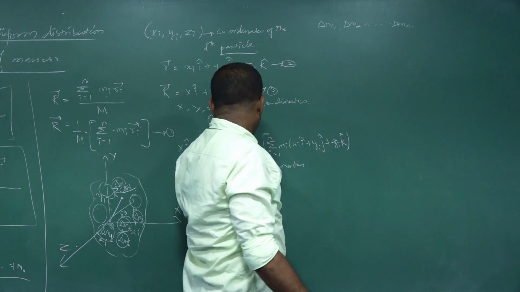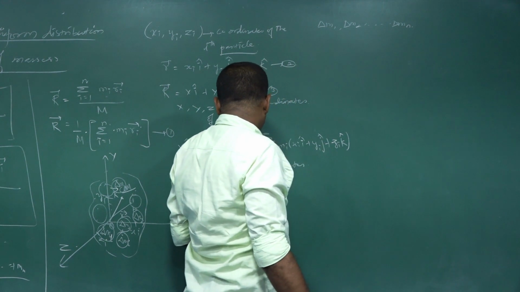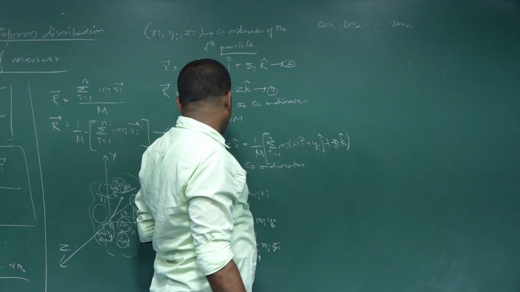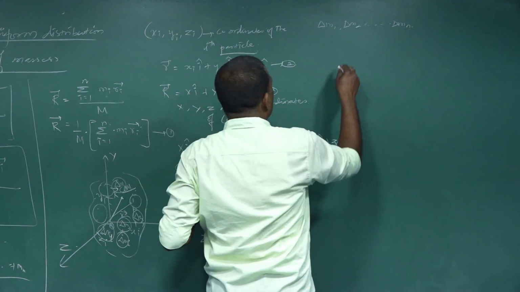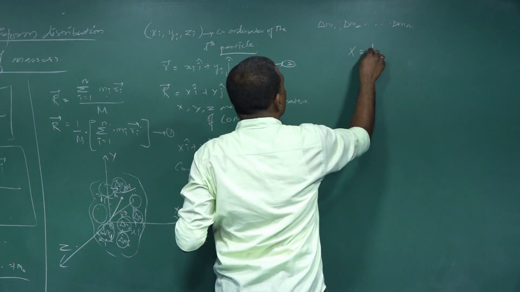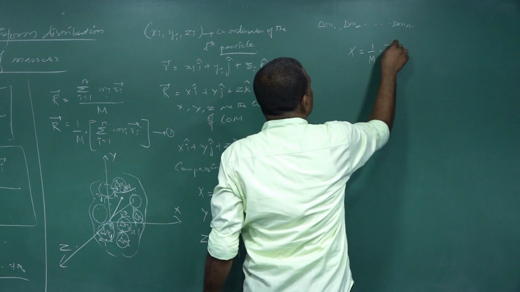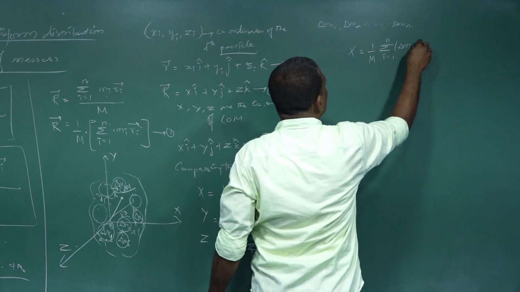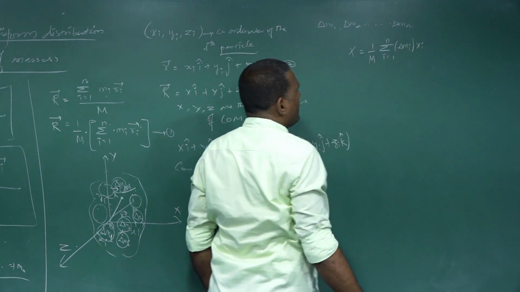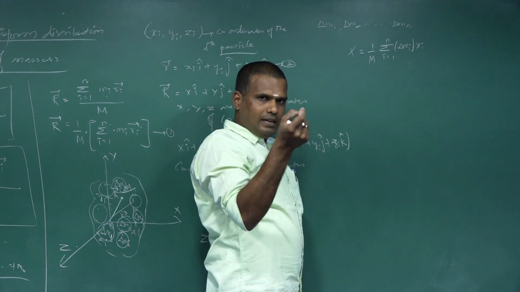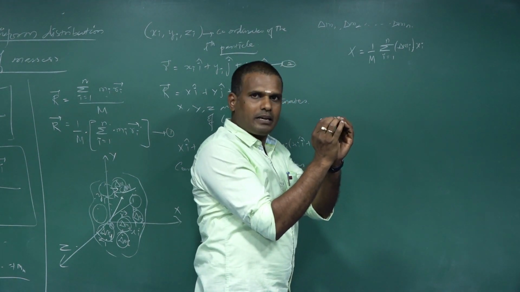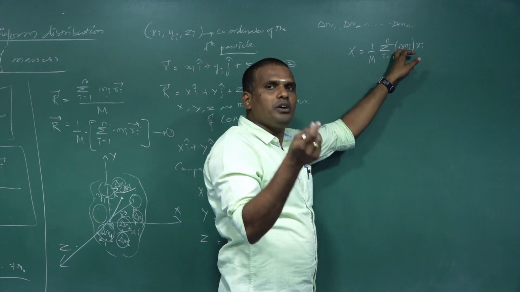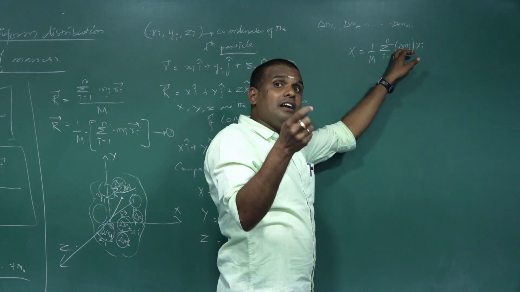Now, instead of mi, I have to replace this with a system of elements running from i equals 1 to n. So I can rewrite this expression as X equals 1 by capital M into the sum over i equals 1 to n of delta Mi into xi. Here, instead of taking an individual particle, I am taking a system of particles. After taking the system of particles, I am going to approximate this into an infinitesimally small element.